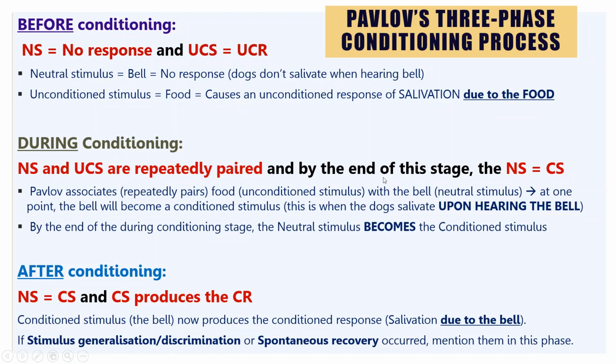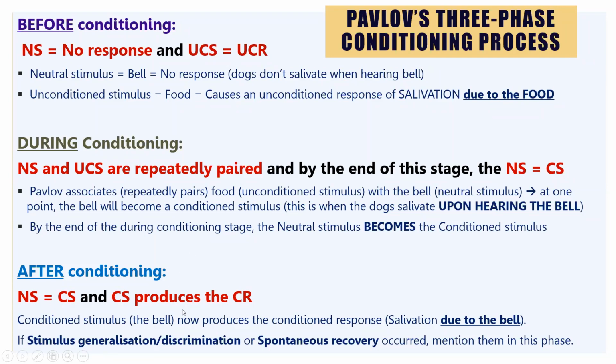Now, by the end of the during conditioning stage, after that repeated pairing occurs, at some point the dog is going to no longer see the bell as a neutral stimulus, because the bell has now become a conditioned stimulus. Pavlov has associated the dog getting the food with the bell. So the bell is no longer neutral, because now the bell will actually produce a response in the dog.